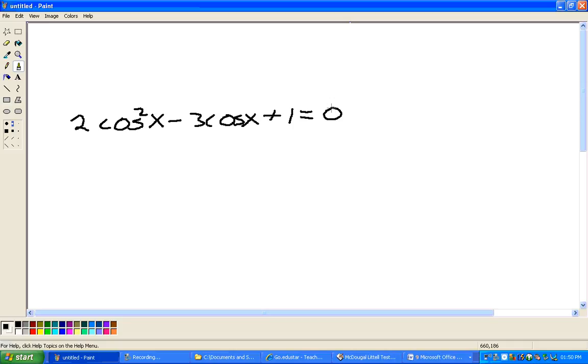Can everybody recognize that that is quadratic? So we should write this. Can you recognize that the A is a 2, the B is a -3, and the C is 1?